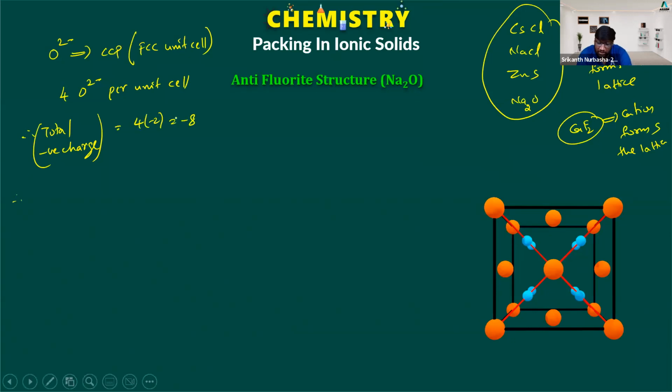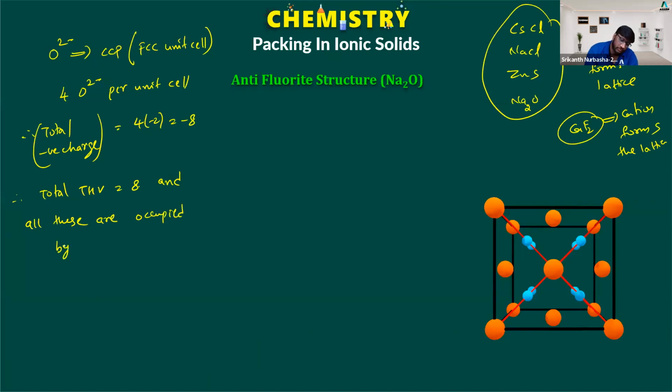So -8 means, obviously, based on radius ratio, we found that Na plus should be present in the tetrahedral voids, and all the tetrahedral voids should be occupied, because total tetrahedral voids is equal to 8, and all these are occupied by Na plus ions.